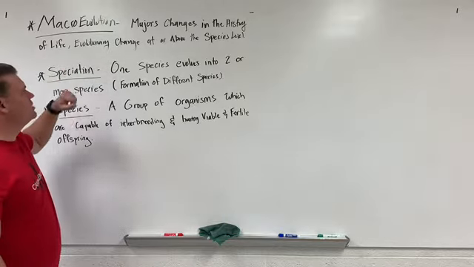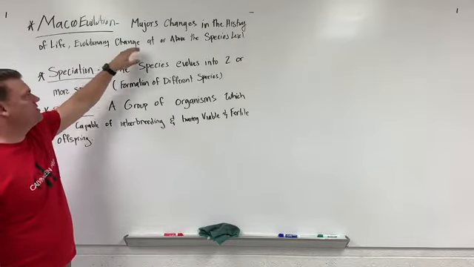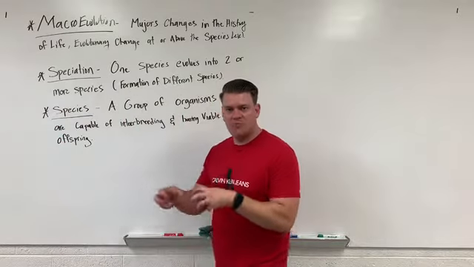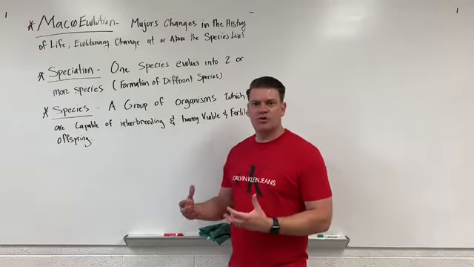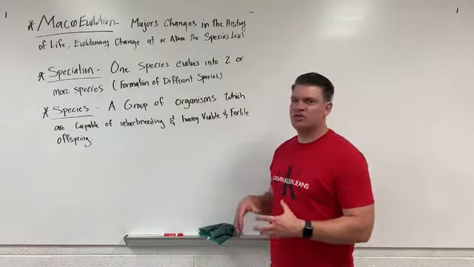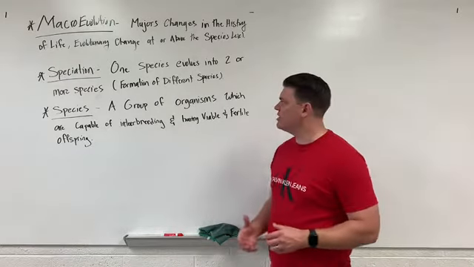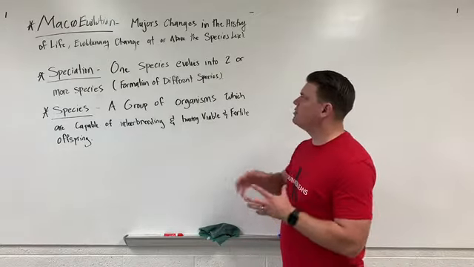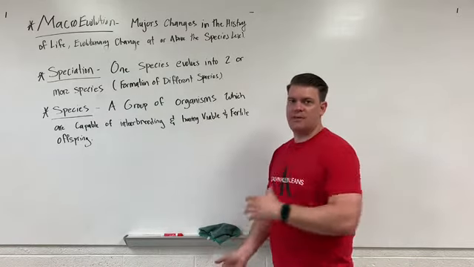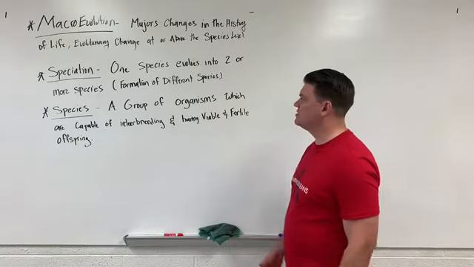So macroevolution is major changes in the history of life, evolutionary change at or above the species level. So when we were looking in the last chapter, we were looking at all the small little things that create evolution or has natural selection act on different traits in different species to favor or diminish certain traits. So what we're going to see in this chapter is how do we go further than that? How do we have a single cellular organism then become hundreds of thousands of different types of organisms that we find in species in this world?